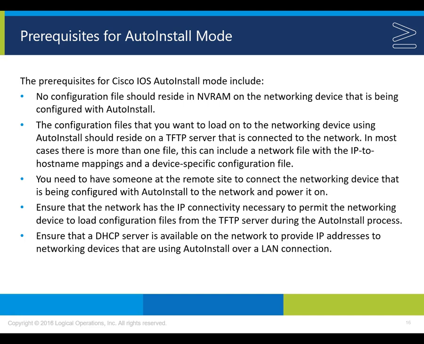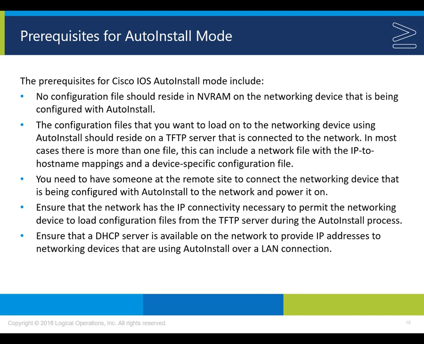The prerequisites for the Cisco auto install: no configuration file in NVRAM, non-volatile RAM. Configuration files that you want to load to the device using the auto install got to be on a TFTP server connected to the network. In most cases, more than one file is going to be there because we may be doing more than one device. Somebody at the remote site has to connect the device to the network, as well as plug it in, obviously, and turn it on.